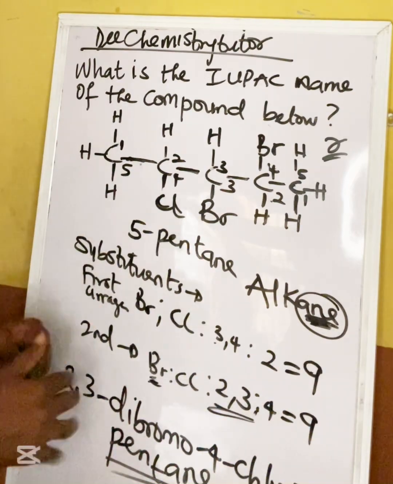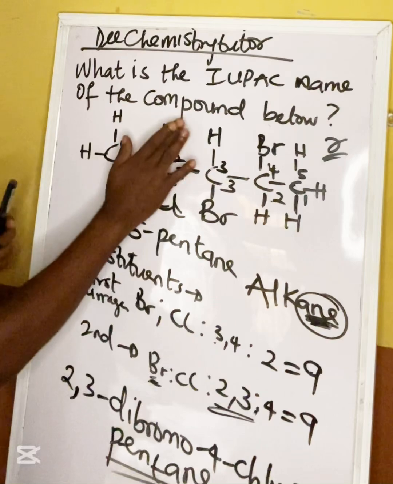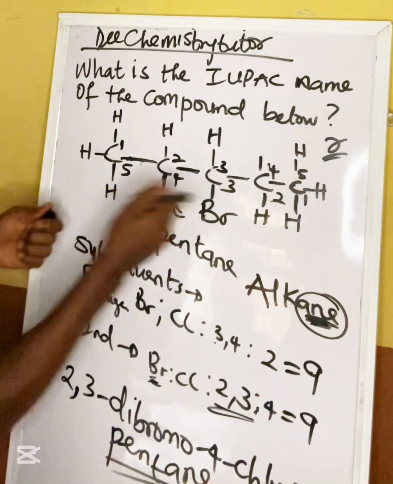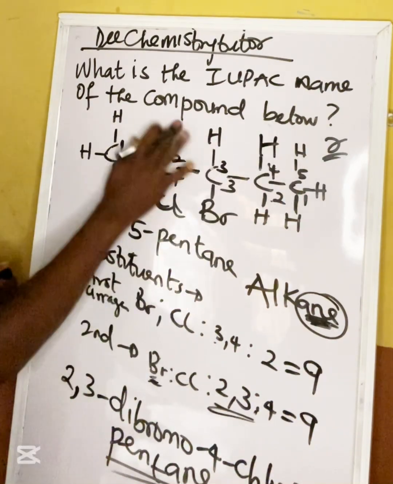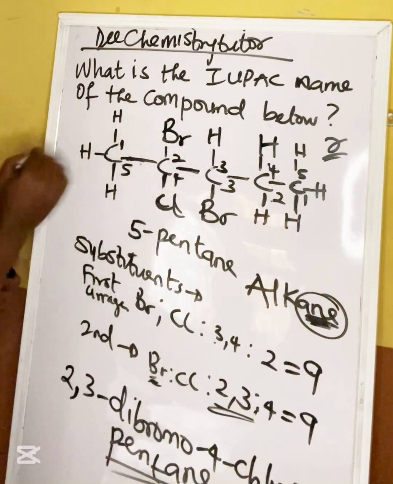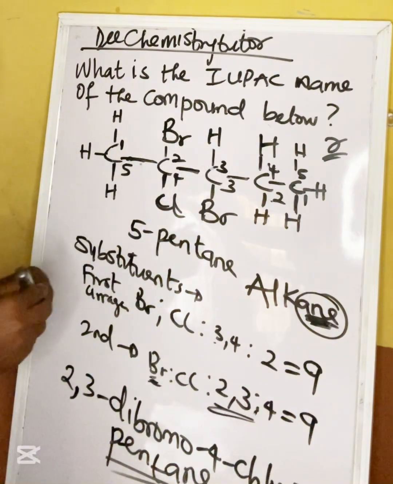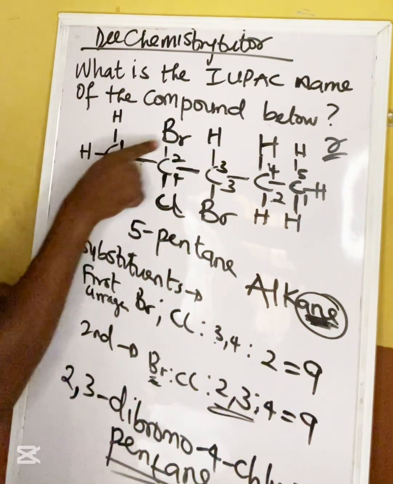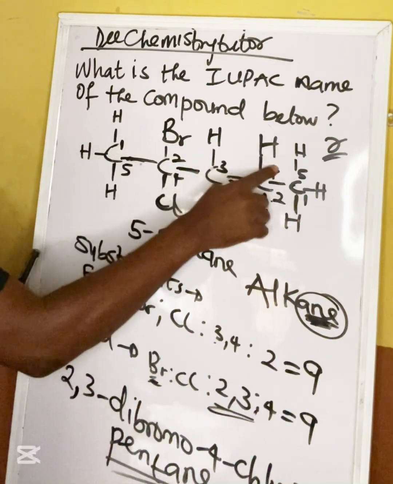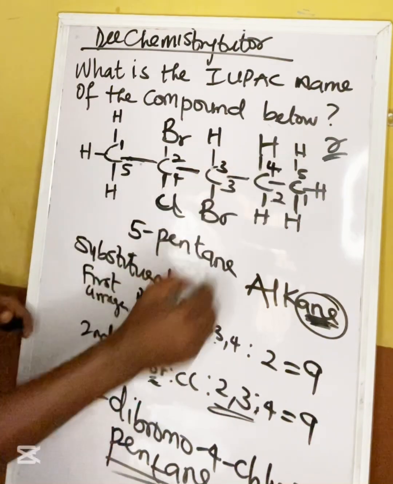So I want you to name this and drop your answer in the comment section. Let's say I have H here and I have PR here. I want you to name this. Name it when this is bromine and nothing is here. Drop that in the comment section.